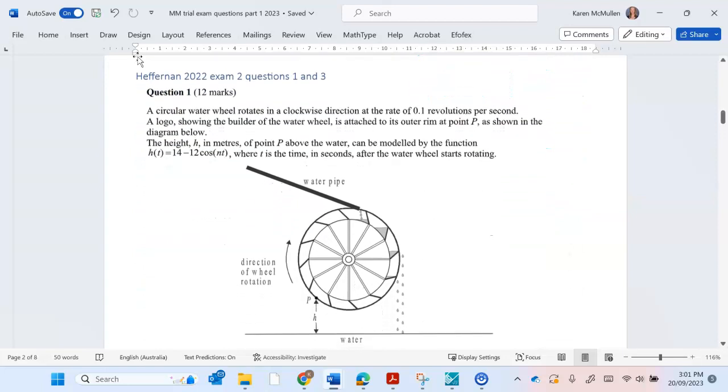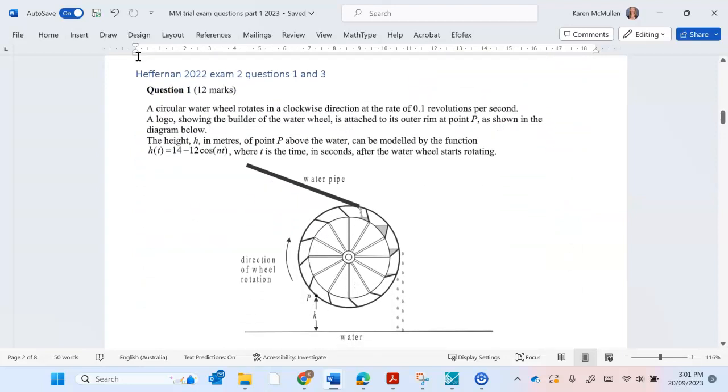All right, so moving now on to the Heffernan 2022 exam 2 questions 1 and 3. So here we can use our calculators and we can use our notes. So I strongly encourage you to have both a scientific calculator, which is your little green one, and the CAS calculator.